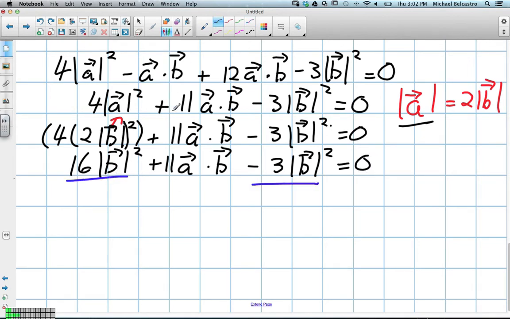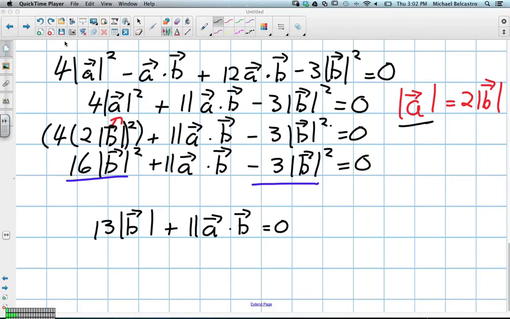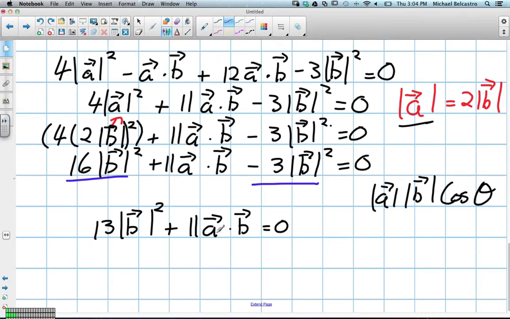Okay. When we subtract them, we'll end up with 13B squared plus 11 A dot B is equal to 0. Okay. And we're trying to find the angle between A and B, I believe. That's what the original question was asking. Let me double check to make sure. So now that we've done this, our goal is to find theta between vectors A and B.